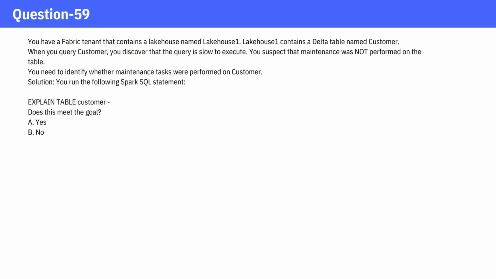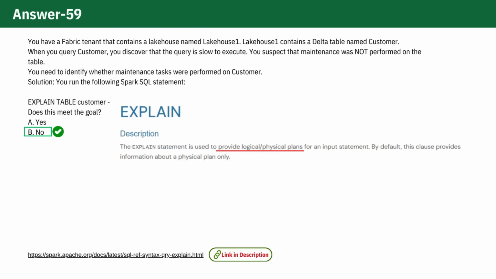Question 59. Solution. You run the following Spark SQL statement. Explain table Customer. Does this meet the goal? A. Yes. B. No. The answer is no. The solution does not meet the goal. The explain command is used to show the logical and physical plans for a query, helping to understand how Spark will execute the query, but it does not provide information about whether maintenance tasks have been performed on a table.